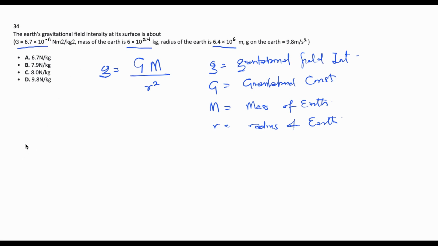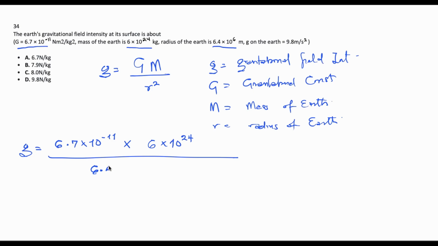So if we calculate that, we'll have that our g, which is gravitational field intensity, is equal to the gravitational constant, big G, which is 6.7 times 10 raised to the power minus 11, multiplied by the mass of the Earth, which is 6 times 10 raised to the power 24, and we'll divide that by the radius of the Earth, which is 6.4 times 10 raised to the power 6, squared.